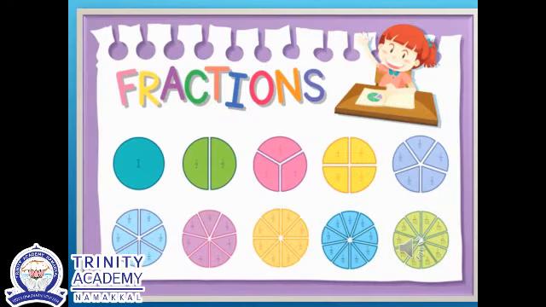See, in this example, this circle is divided into two equal parts. Then it is divided into three equal parts, four equal parts, 5, 6, 7, 8, 9 and 10. So 10 equal parts. A fraction can represent a whole, as I said. So it is divided into equal parts.